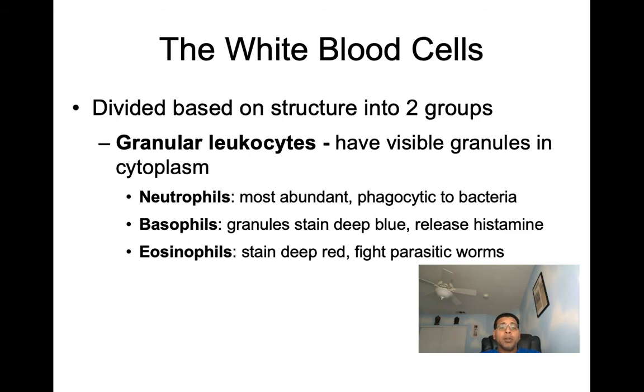Here we can see neutrophils, they have multi-lobed nuclei. They are the most abundant white blood cell that we have, and they are able to phagocytize and digest bacteria. Basophils, then, they release histamine, which causes inflammation. Third, we have our eosinophils. Our eosinophils are going to fight parasitic worms, and they are also involved in some allergies.